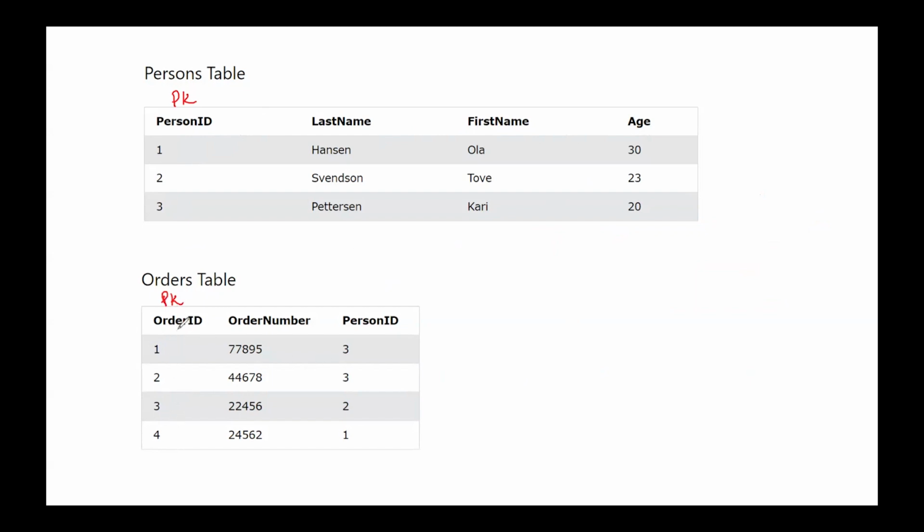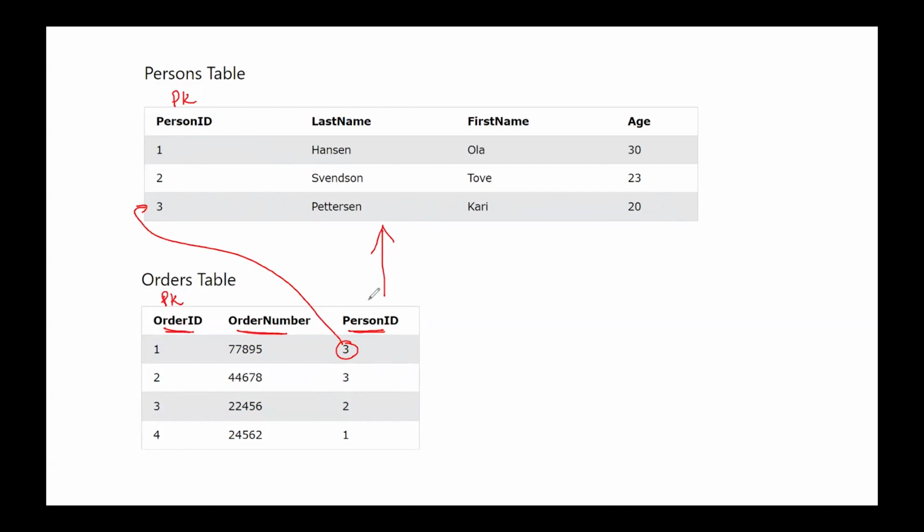Now, as you can see, for whatever a person orders, there will be an order number. And of course, I need to know the relation between these two tables, that is, whatever the orders table has, plus who has ordered. If I want to get the details, I have the person ID. When I go to that particular person ID, I will get the details of that person. As you can see, for person ID 3, when I refer here, I know that 3 is the person ID whose last name is Peterson, first name is Kari, and age is 20. So this is how it is related.